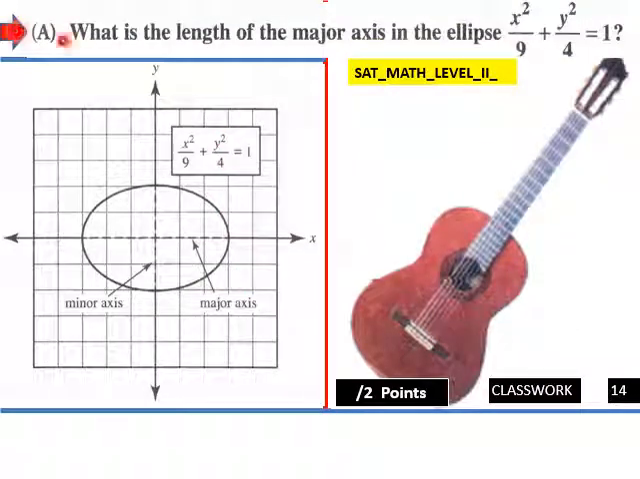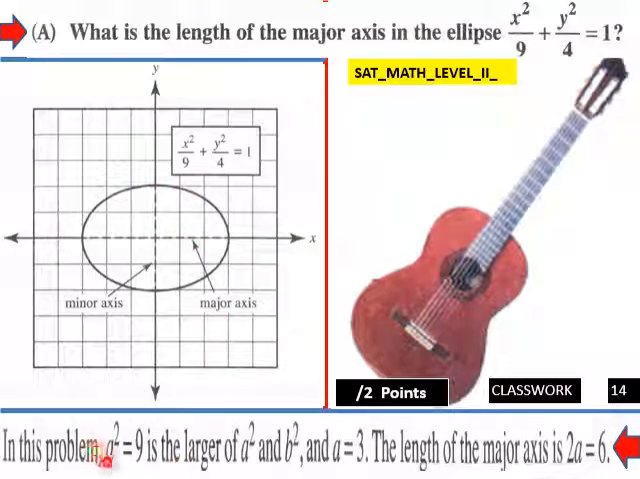For example A here, what is the length of the major axis in the ellipse x squared over 9 plus y squared over 4 equals 1? Here is a diagram of that, with the major axis and minor axis. In this problem, a squared equals 9 is the larger of a squared and b squared, and a equals 3. The length of the major axis is 2a equals 6.